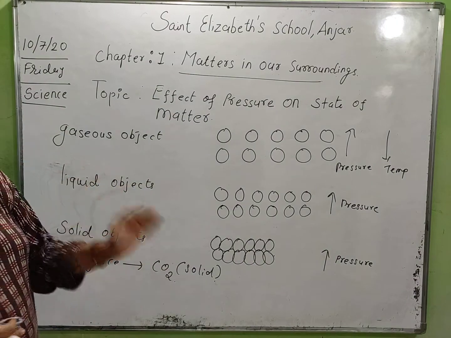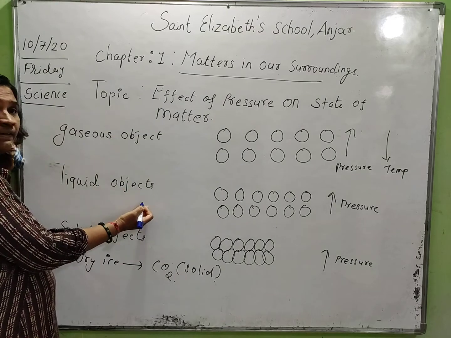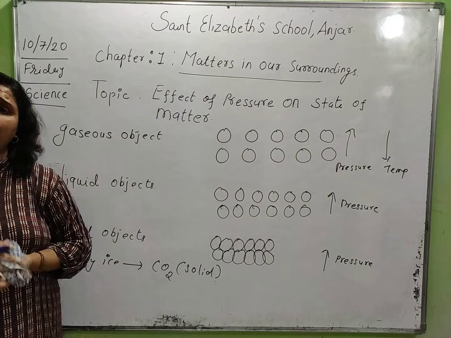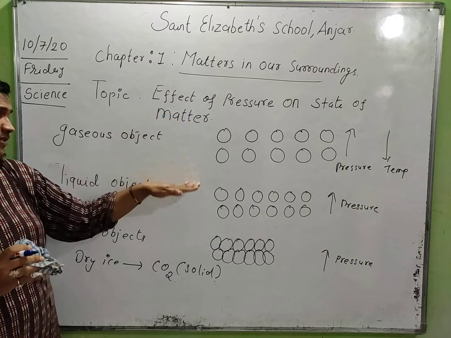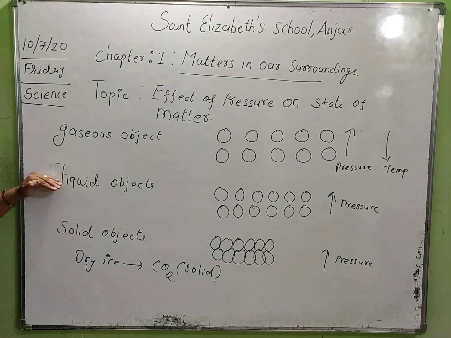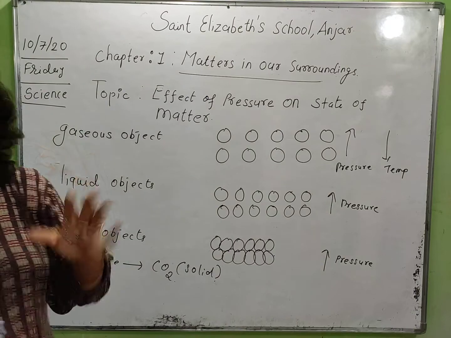So what can we conclude? What is that process? When the gaseous substance comes into the liquid state, think about that, what word can we use? Gaseous to liquid, liquid to solid. As we know, solid to liquid is fusion. Liquid to gaseous is vaporization. And gaseous to solid is deposition. These three words we have learned.